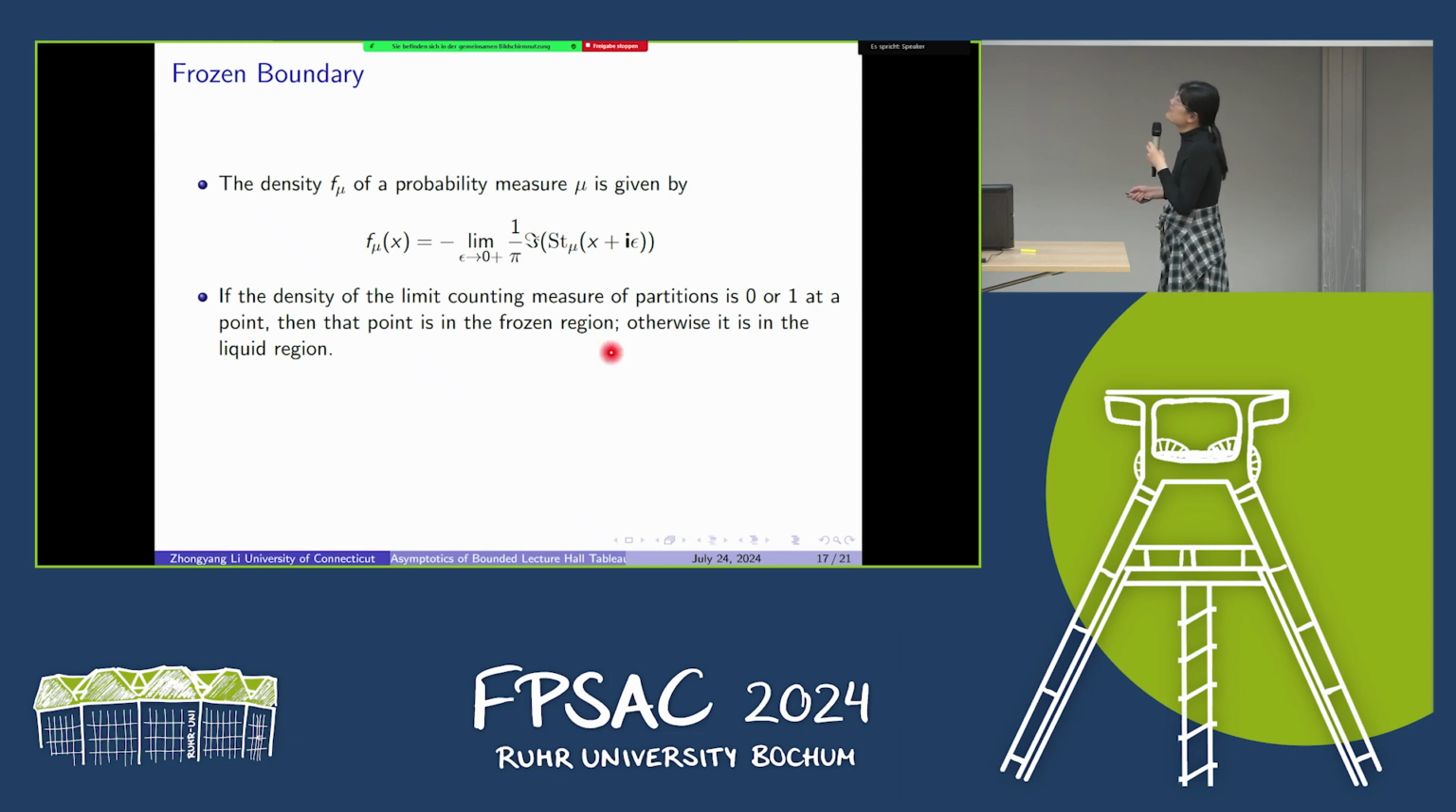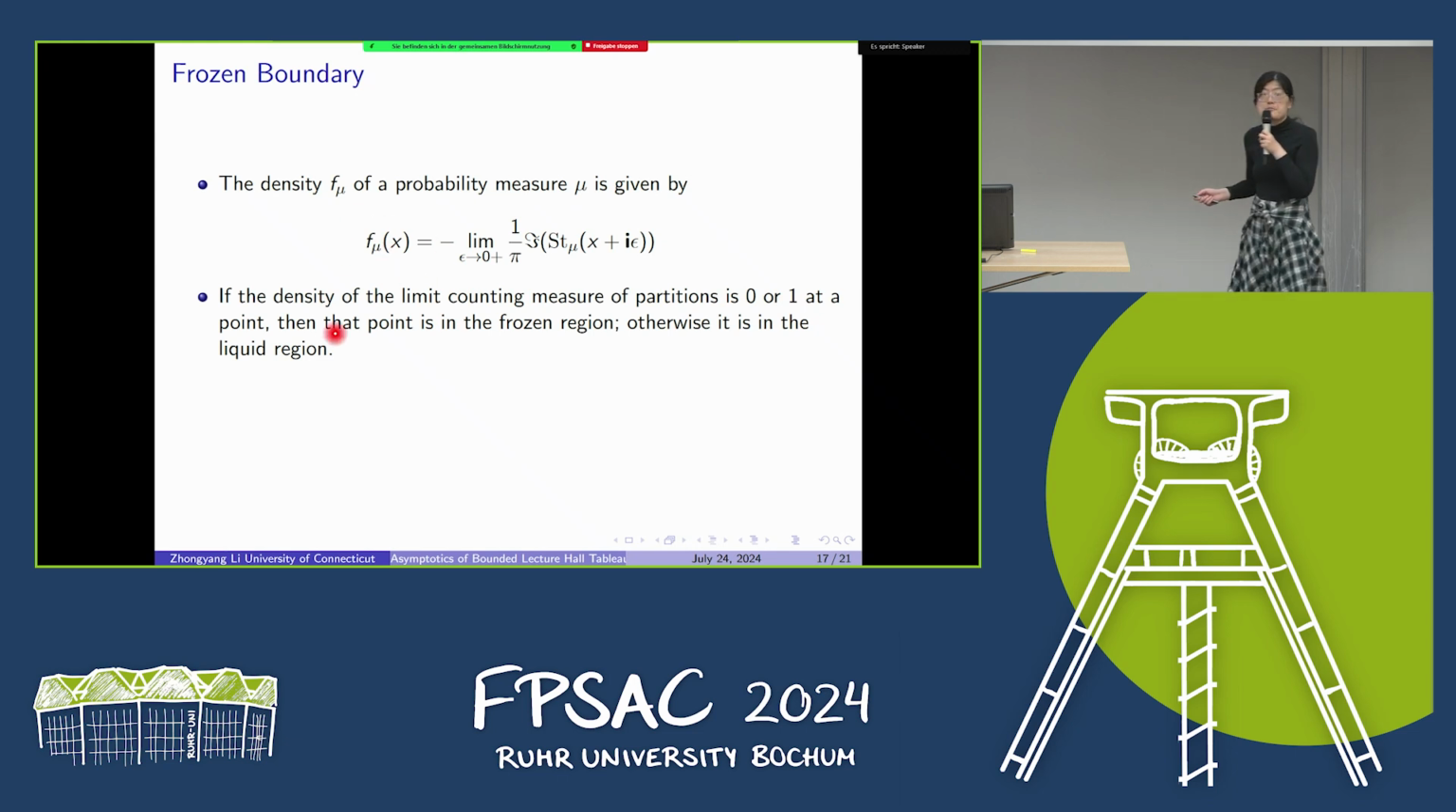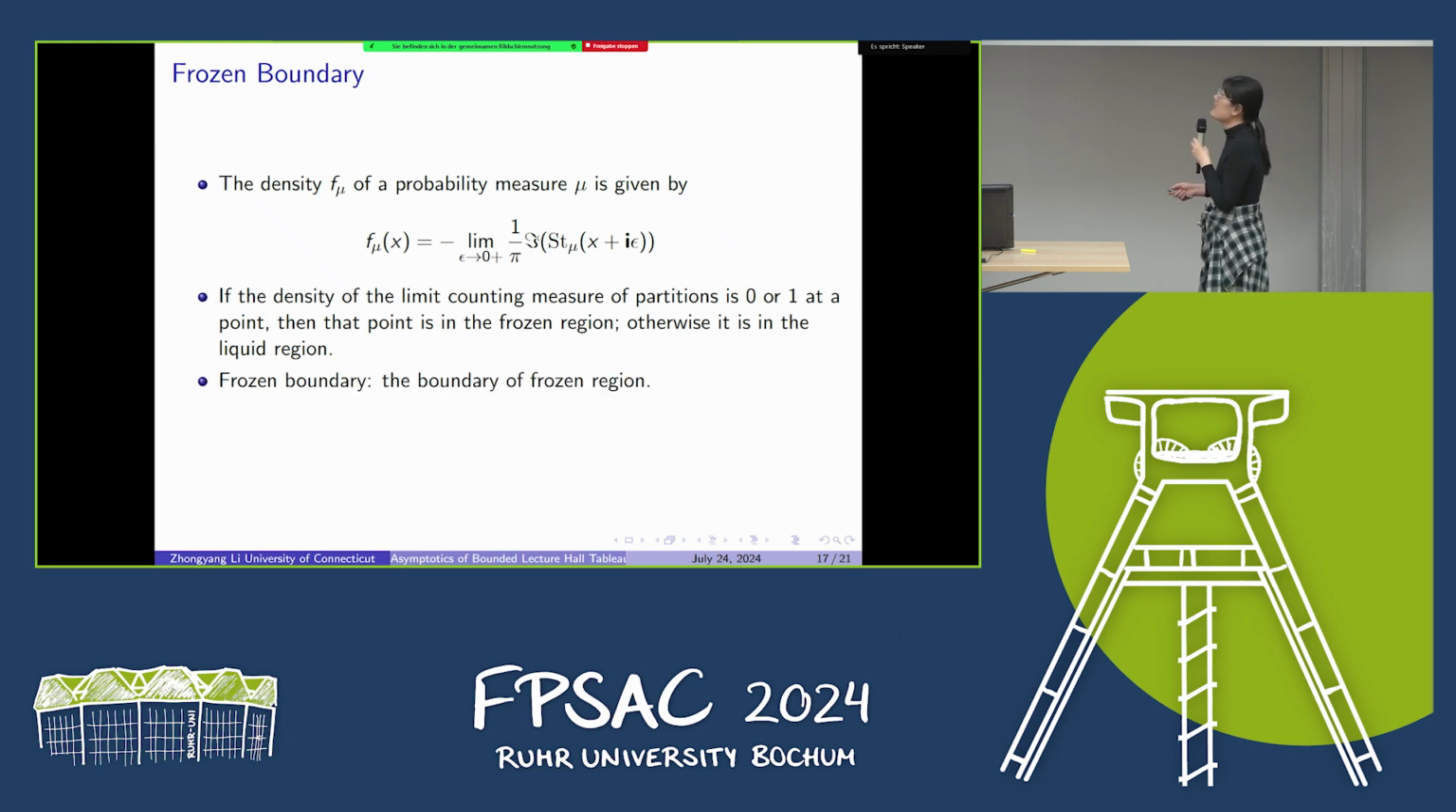So the frozen boundary is a boundary separating the frozen region and the liquid region. So how do we get the frozen boundary? It is known that the density of a probability measure is related to its Stieltjes transform by an explicit formula. If the density of the limit counting measure of the partition is either 0 or 1 at a point, then the point is in the frozen region. Otherwise, it is in the liquid region.